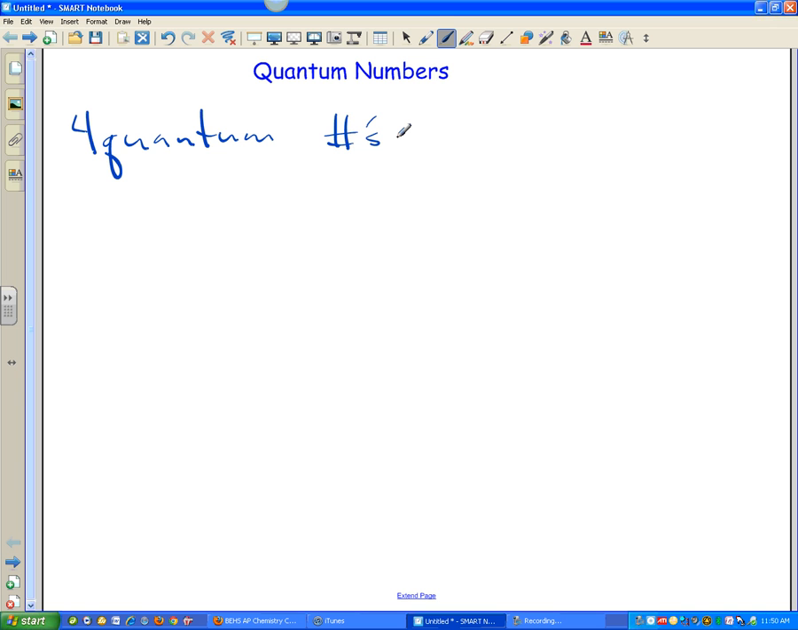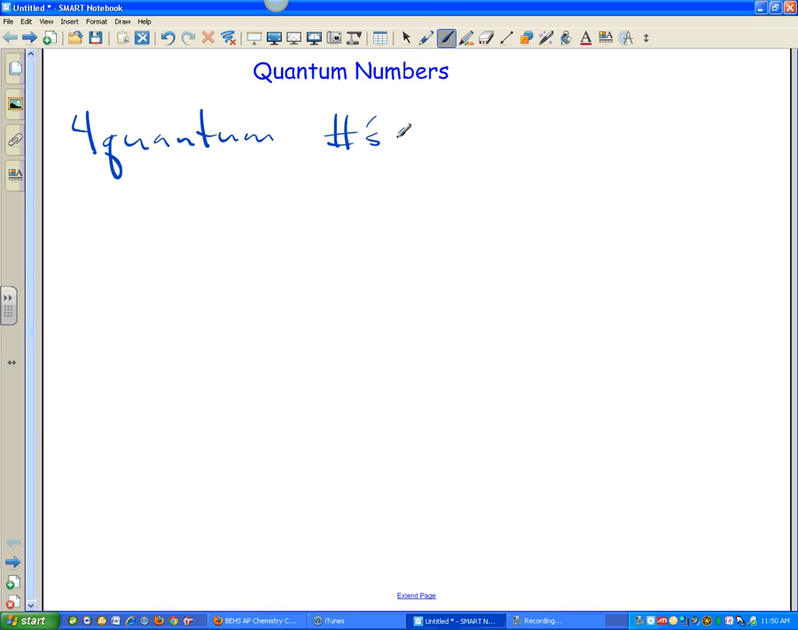A quantum number is a number that we use to describe the probable location of an electron in an atom. If you have that handout I gave to you, when we do the math to solve Schrodinger's equation, we end up with four numbers, and those are the four quantum numbers that will describe the location in space where we will probably find the electron.